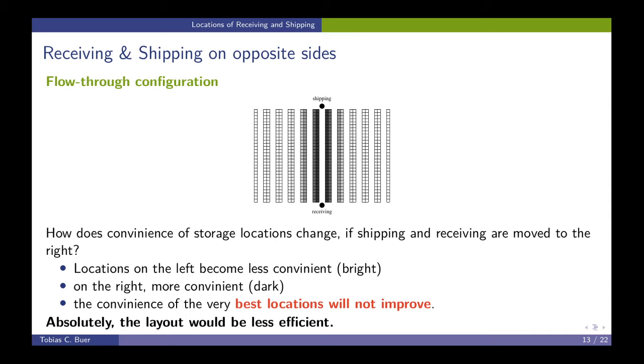But what is important, the most convenient locations right now, they will not become more convenient. The number of locations that are best with this configuration will not change if we move the doors. That means absolutely the layout will not be improved if we move shipping and receiving further to the right. It will be less efficient even if we do this. So having the doors in the center is just fine for flow-through configuration.